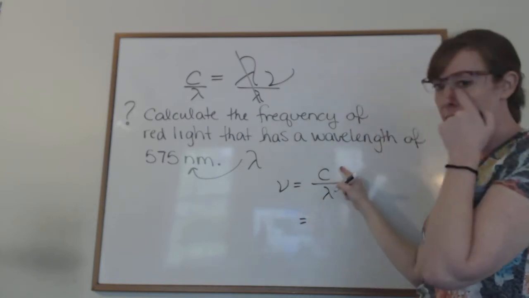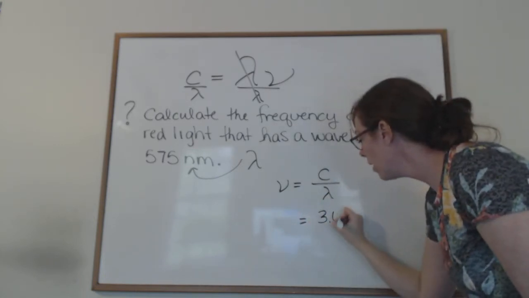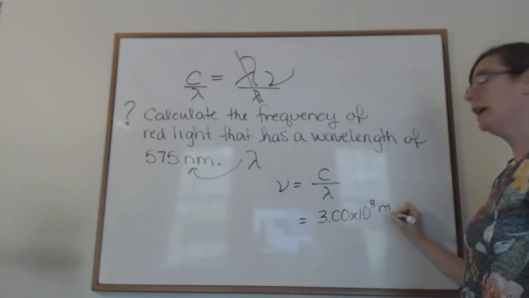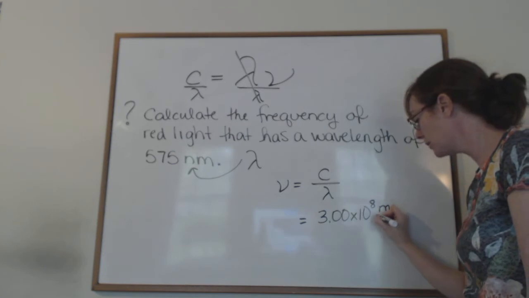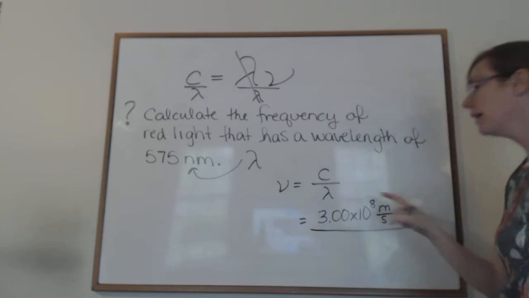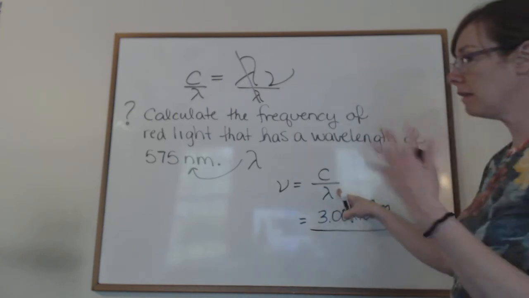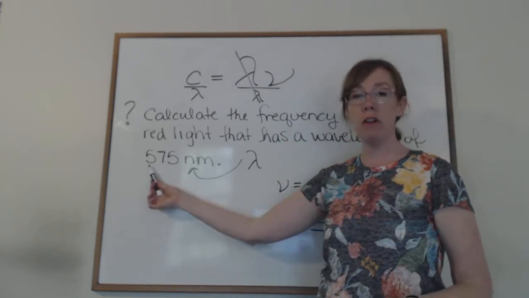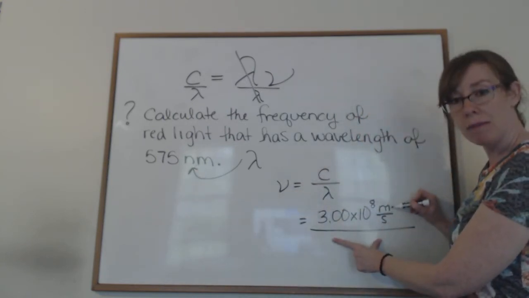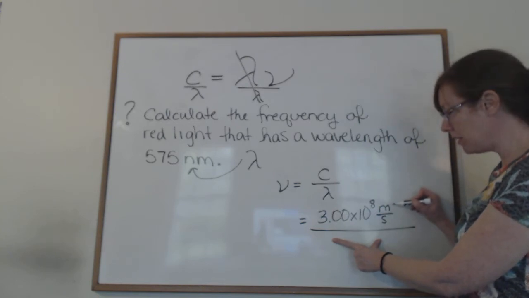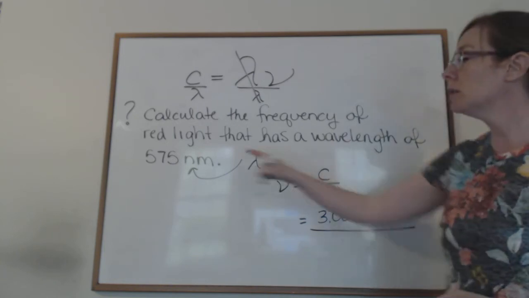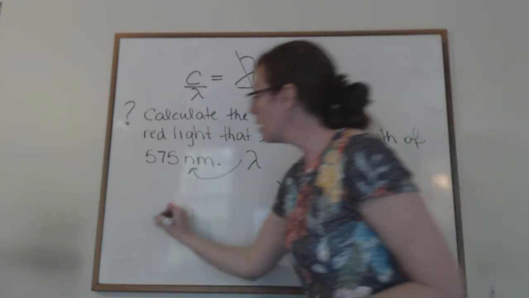Now, C is a constant, 3.00 times 10 to the 8th, and it's really important to always put in your units, meters per second. And then we are going to divide by the wavelength. Now, here's where we just have to be smart about it. If you put in 575 nanometers, you are not going to be able to cancel that meter unit. You've got to be able to cancel that meter unit so that you have the frequency in an acceptable unit, which is s to the minus 1. So we're going to have to turn that into regular meters.